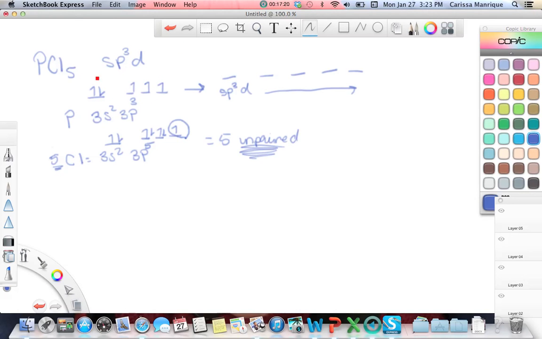Now, how many valence electrons in phosphorus? I bet you can guess 5. 1, 2, 3, 4, 5. So now, when I make this new hybridized orbital, I can have 5 lines, so I can have 5 unpaired electrons to bond with these chlorines.